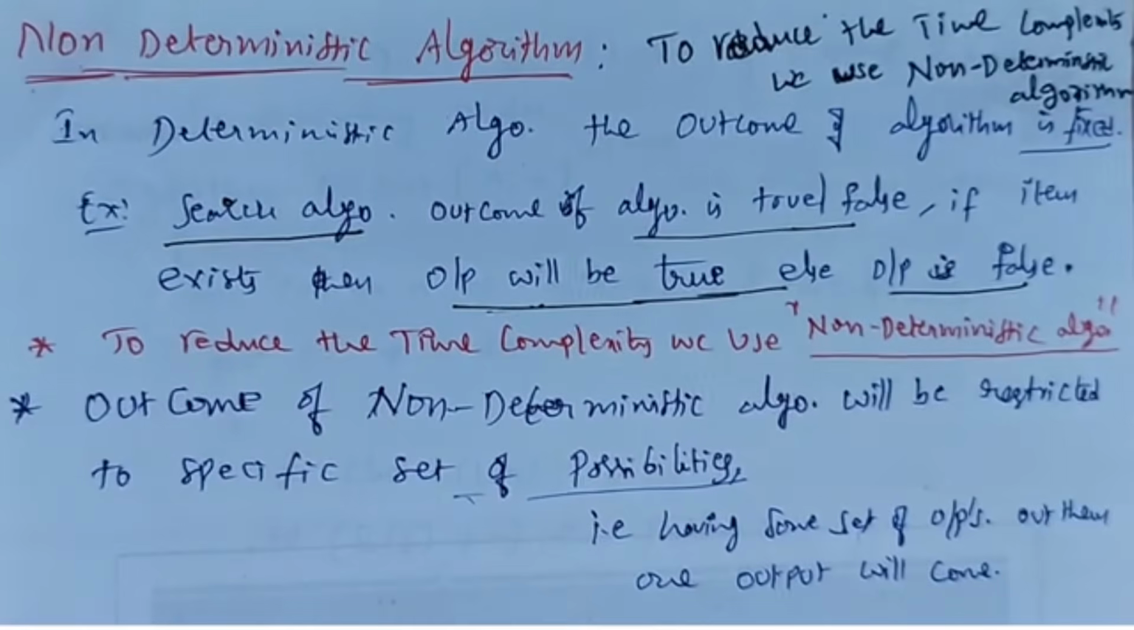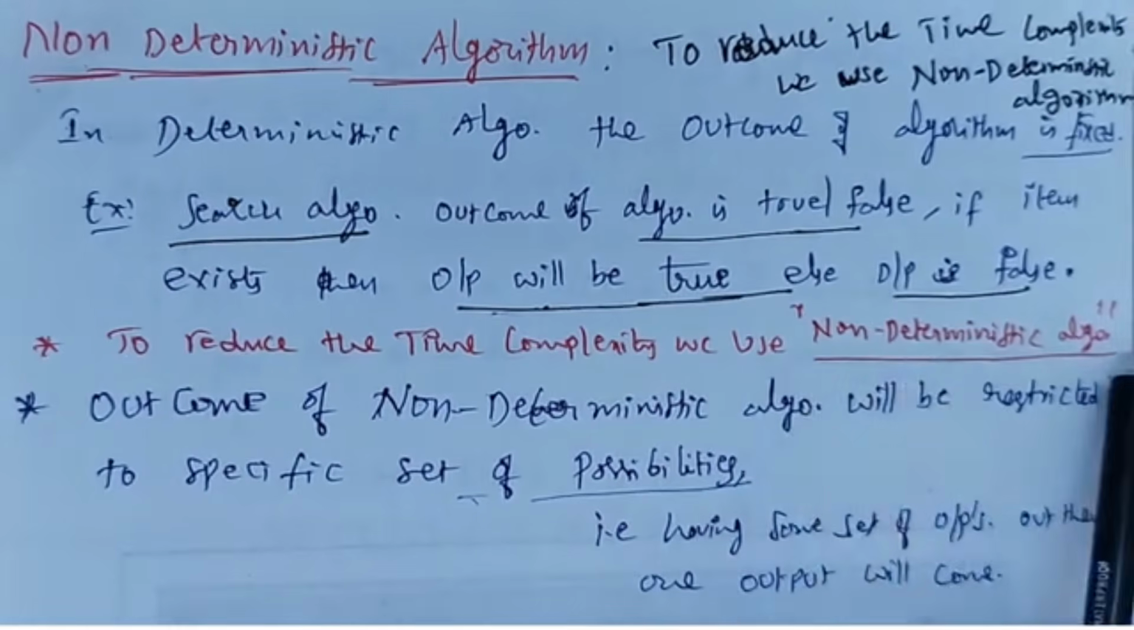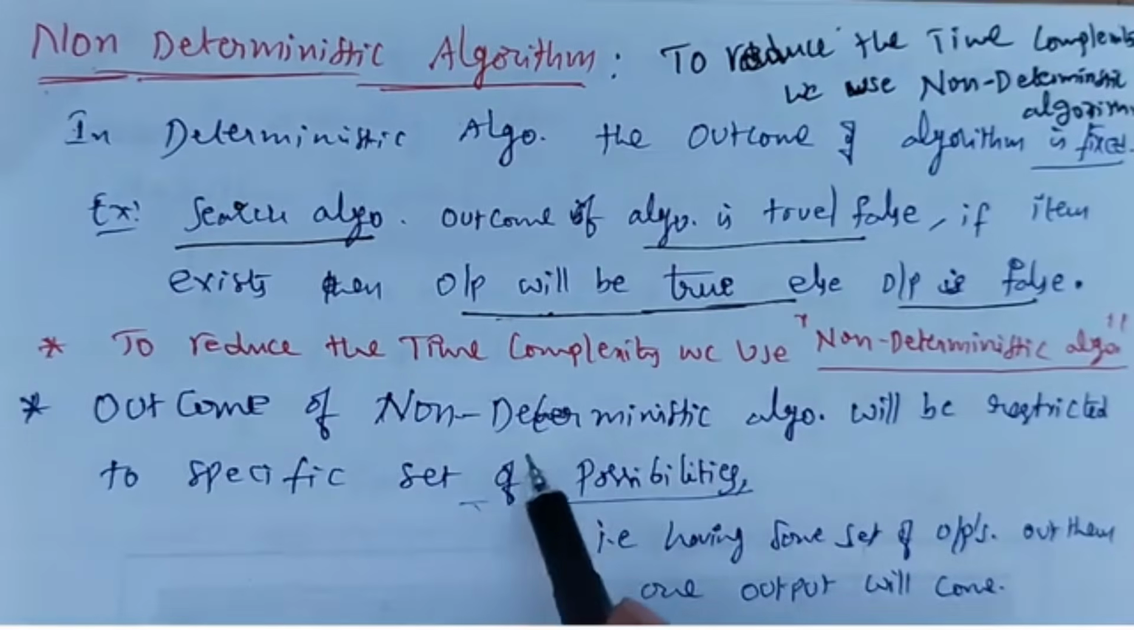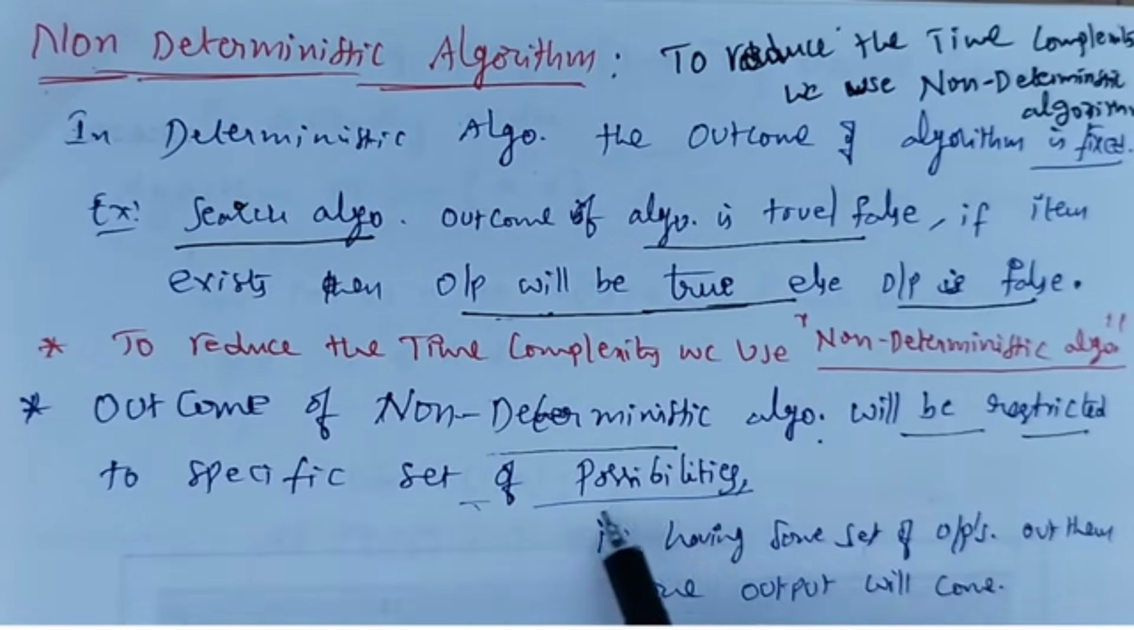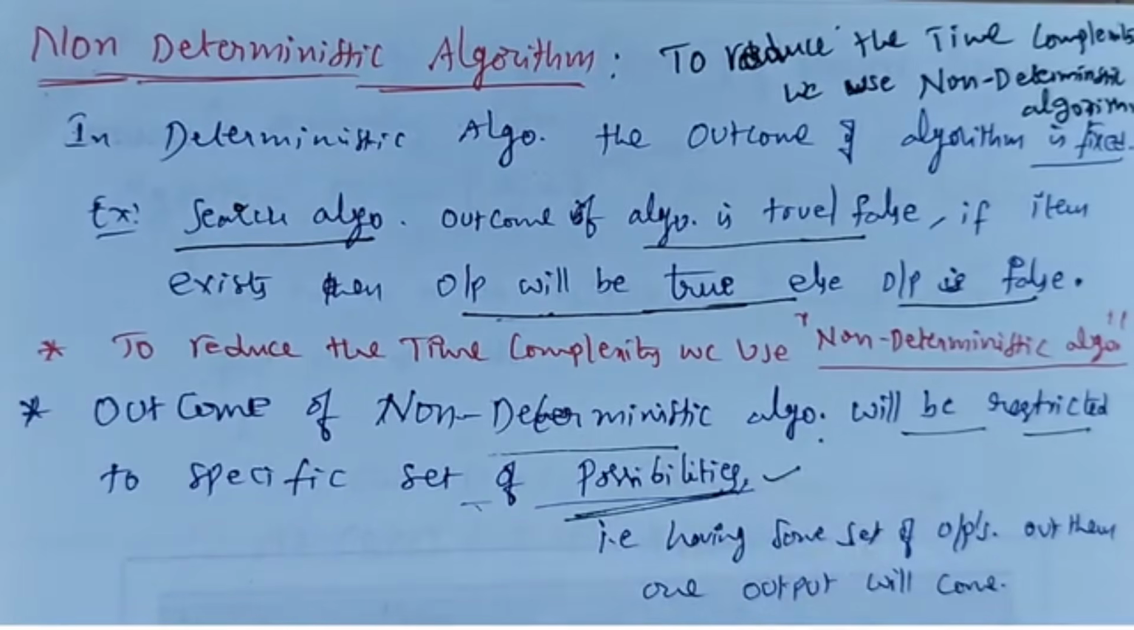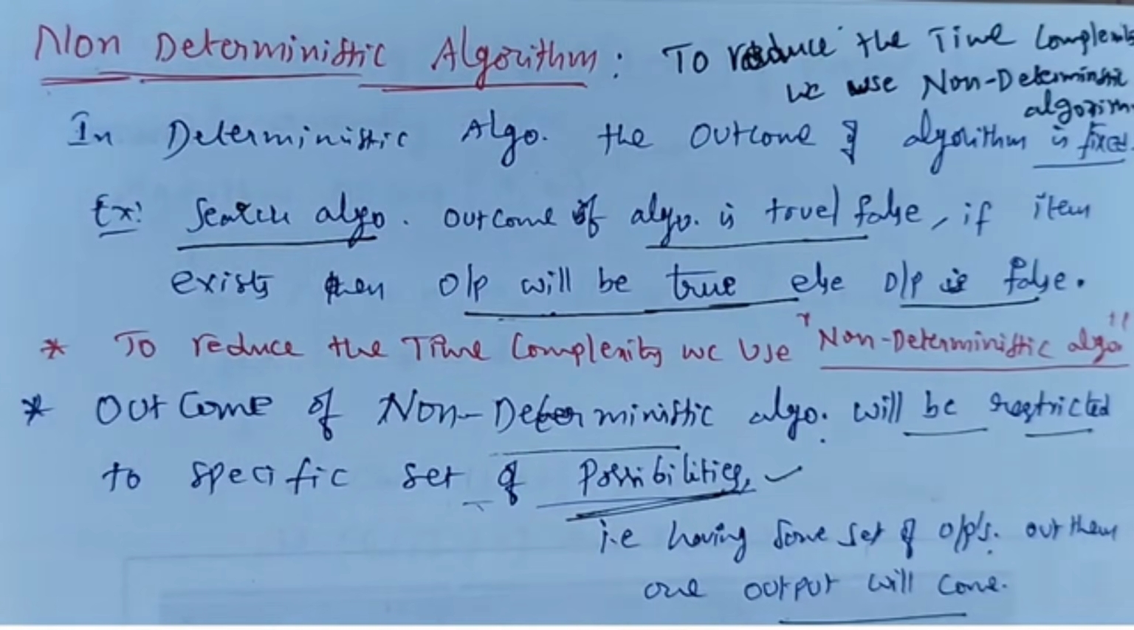A non-deterministic algorithm is used to reduce the time complexity. When you want to reduce the time complexity, in those cases we use non-deterministic algorithms. The outcome of a non-deterministic algorithm is restricted to a specified set of possibilities. That means there is a predefined set of results, and any one of them will be output.